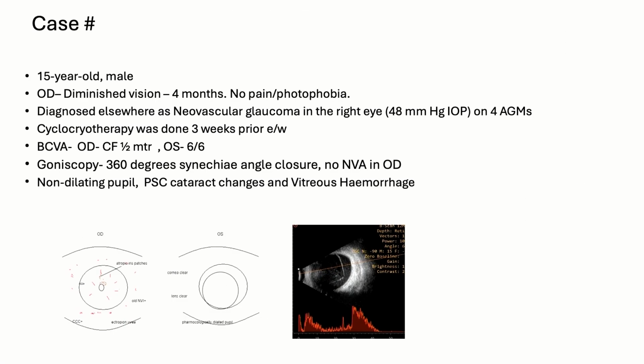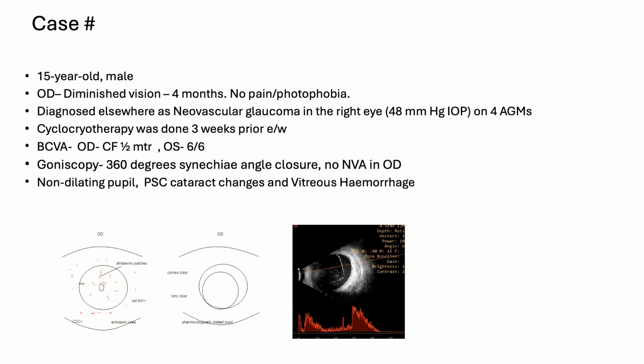Okay, let's go to case number 2. He's a young boy who had unilateral decreased vision of 4 months, and he was diagnosed elsewhere as NVG with a high pressure and already on maximum anti-glaucoma medication. What is cyclocryotherapy? Anybody knows? What is cyclo? Ciliary body. Cryo? Okay, so cryo application to the ciliary body is called cyclocryotherapy.